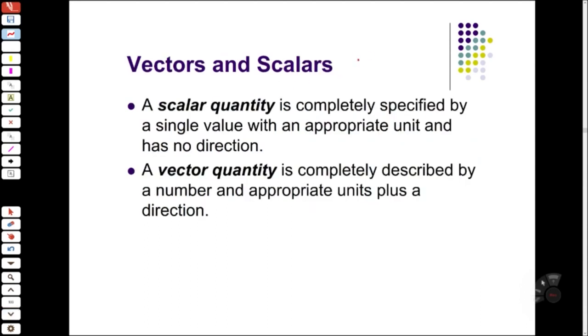So here again, let me mention scalar quantity. It is just a quantity that only has a magnitude. It doesn't have any direction. A vector quantity is described by a magnitude and its direction.